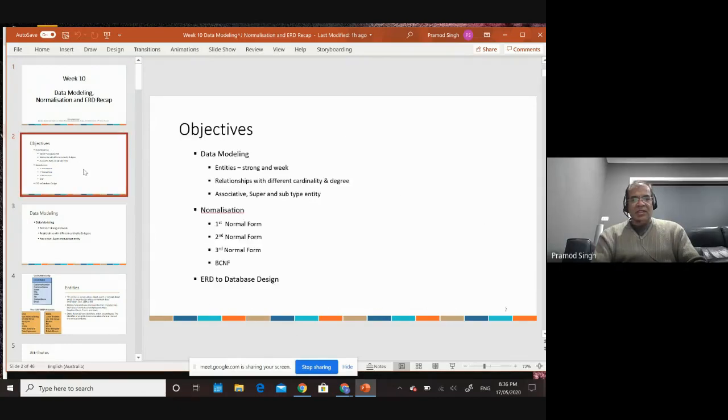As I said, in data modeling there will be three main areas which we will recap and rediscuss here. In normalization, there are a number of normal forms, but the first four, the first, second, third, and BCNF, will be discussed. And then ERD to database design conversion.